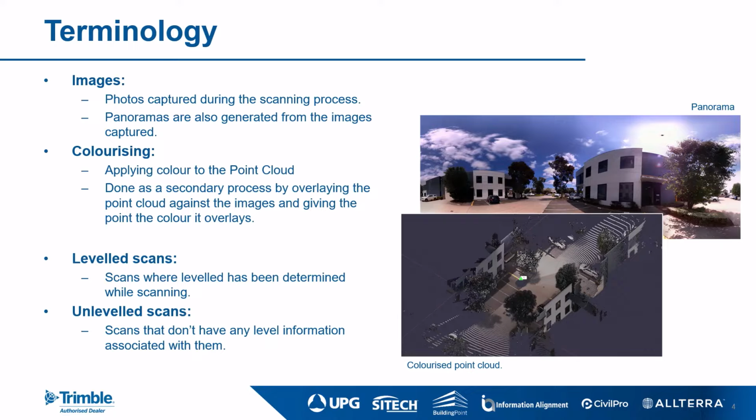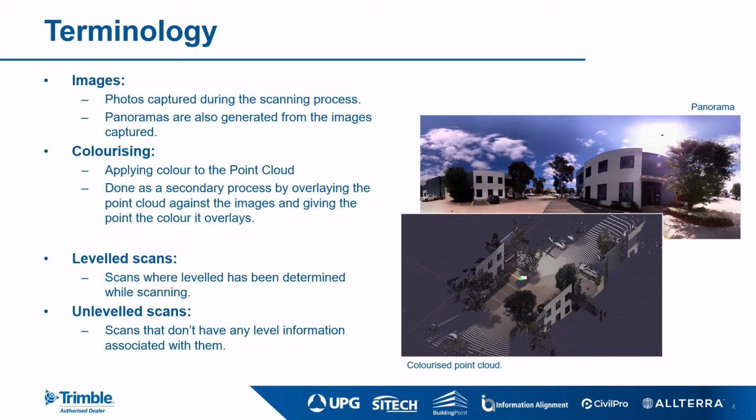Images are captured in most scanners now, and is generally a secondary process where the images are captured before or after the scan is done. This is what produces the panoramas at that station. Colorizing is a secondary process and gives the data a realistic view as the points are given a real-world color by overlapping them against the image captured at that location and assigning the point the associated pixel color.